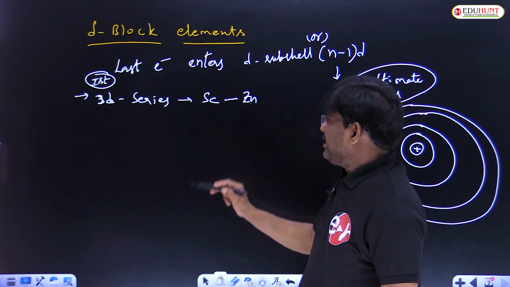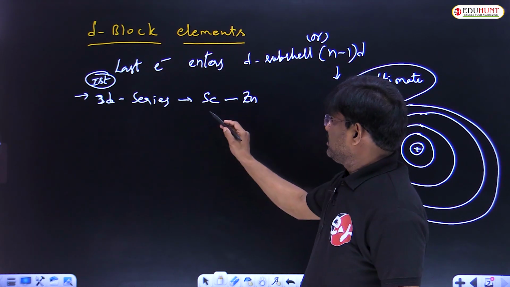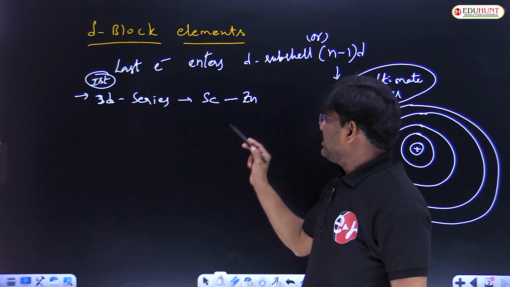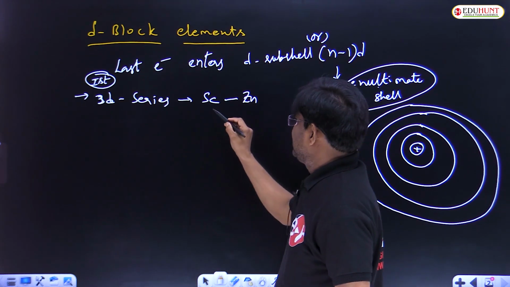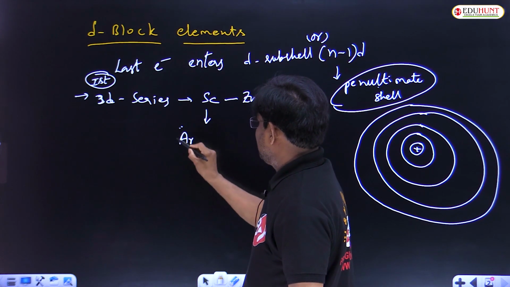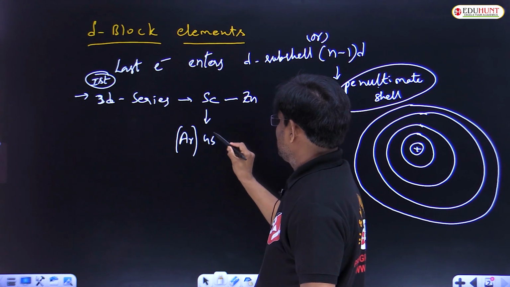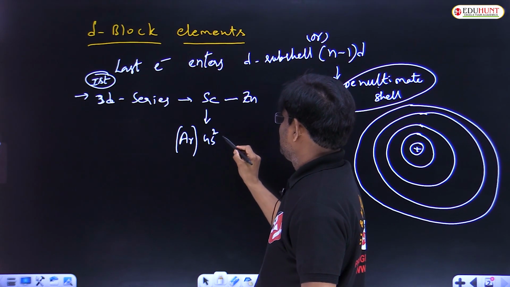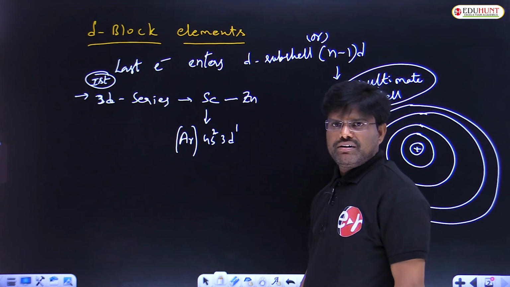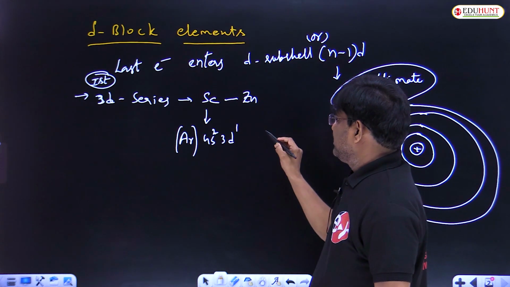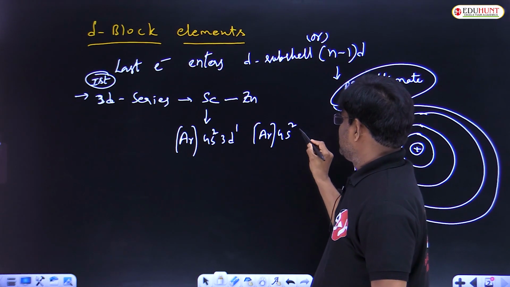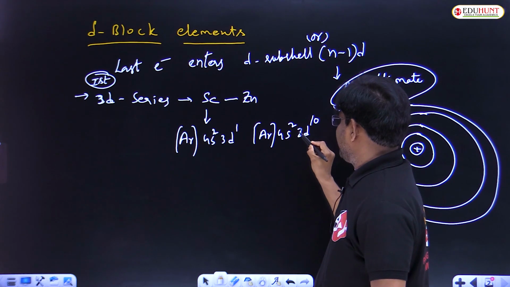See, the electronic configuration of the 3D series: scandium is argon 4s2 3d1. Zinc is argon 4s2 3d10.